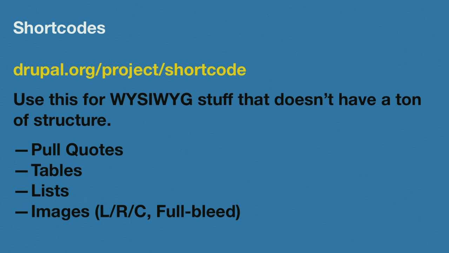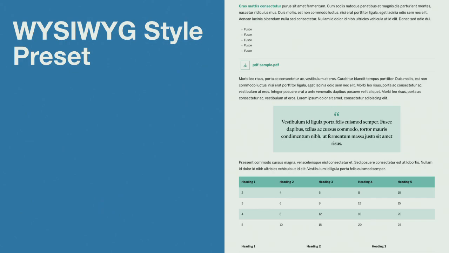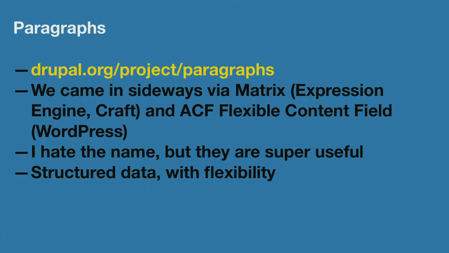Another thing we've used are shortcodes, for WYSIWYG stuff that doesn't require a lot of fields or structure. And that's often illuminated through a style preset. We'll do everything in just this one node that's like, hey, here's all your styles for the WYSIWYG stuff with the shortcodes. Which brings us to paragraphs. Right, I hate the name, but they're super useful.